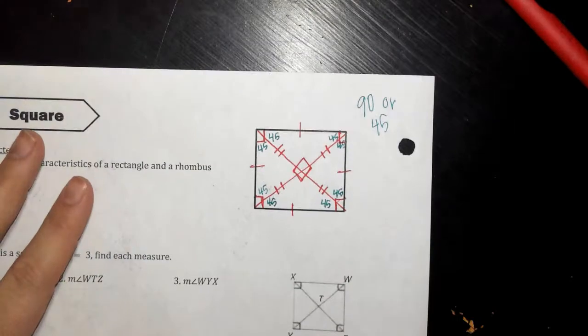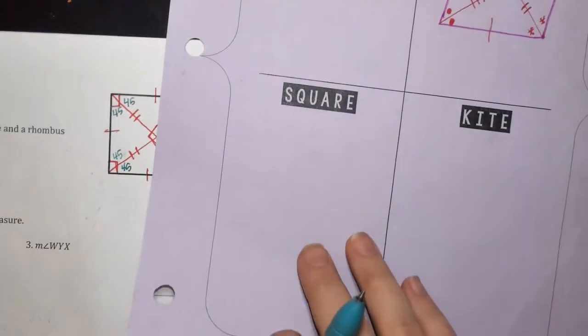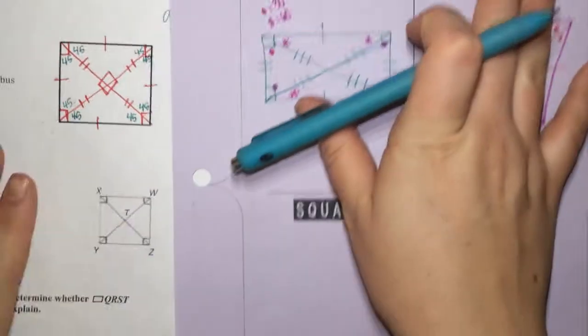Hey, while we're doing this, I don't know what I just pressed. Let's go ahead and add our square to here, because when we're doing today's assignment, we can put all of our notes up and just look at this one paper.